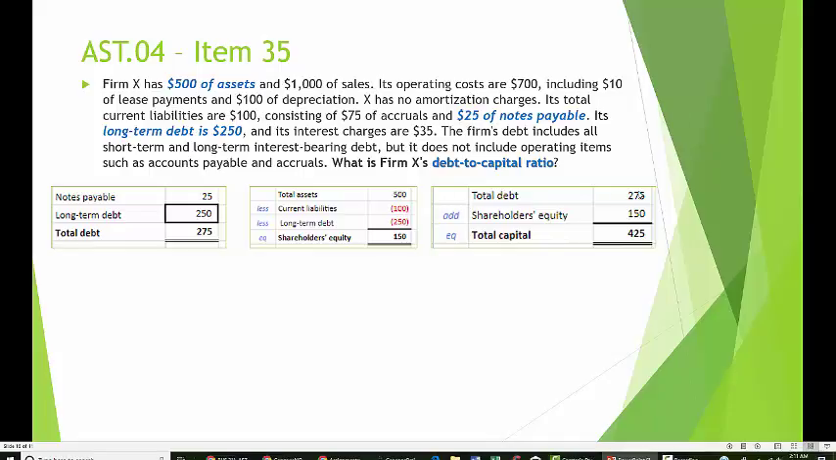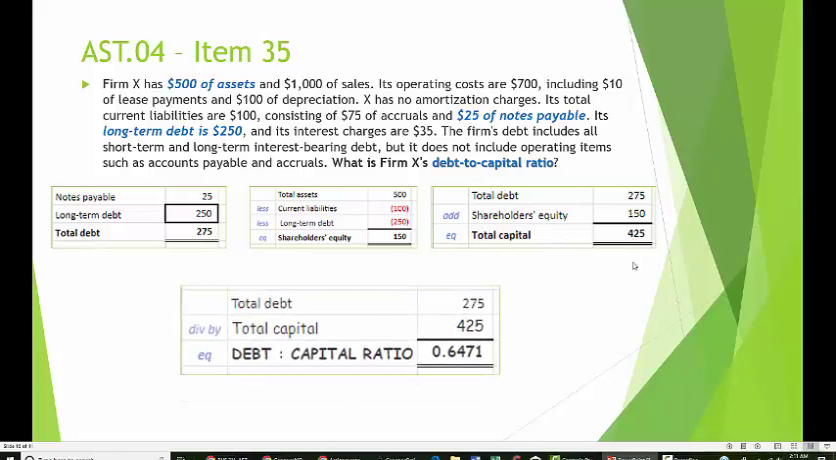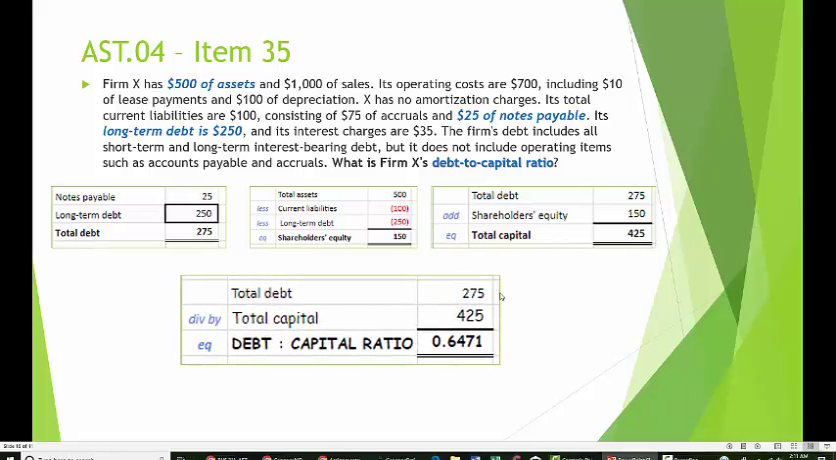We want to find what percent total debt is of total capitalization. So total debt $275 divided by total capital $425 gives a debt to capitalization ratio of 0.6471. Or to put it another way, there will be 64.7 cents of debt for every $1 financed by the business.